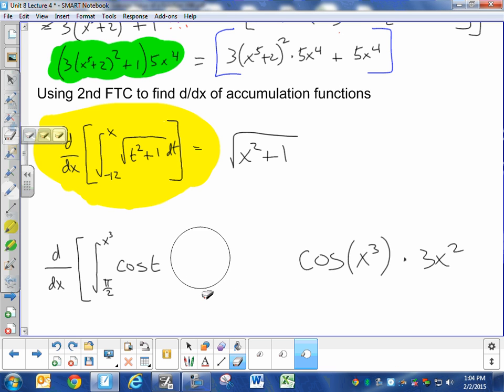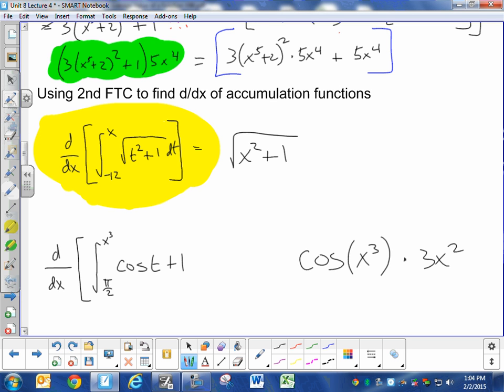Now, important, what if this was cos t plus 1? Let's do that. Cos t plus 1. The answer would be cos of x cubed plus x cubed plus 1, not times 3x squared like that, but the entire thing times 3x squared. Okay, you'd have to distribute that 3x squared in. So write that down as a second example if you need to.